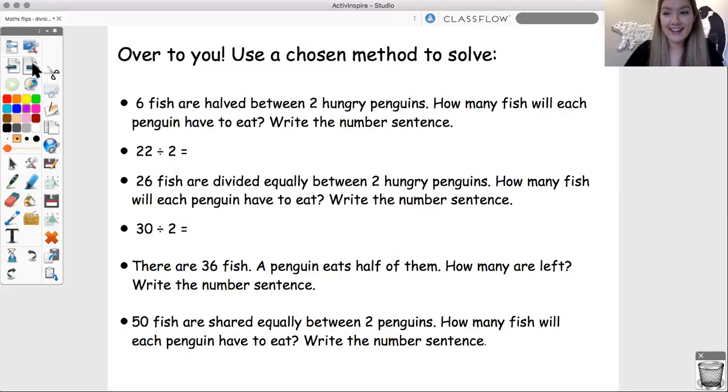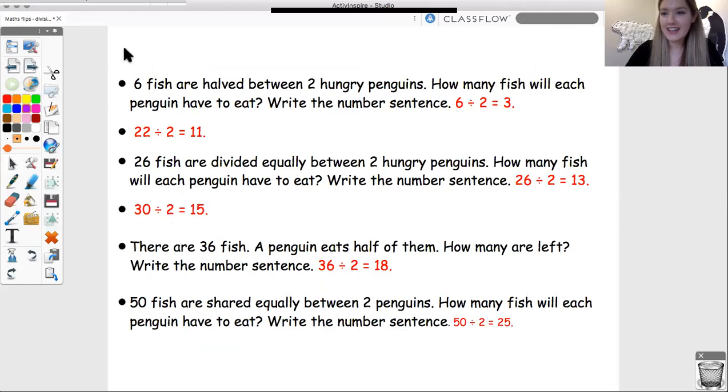Wow, fantastic work, everybody. So let's look at the answers together. 6 fish are halved between 2 hungry penguins. How many fish will each penguin have to eat? Write the number sentence. So 6 divided by 2 equals 3. So we know, by this word halved, 6 divided by 2 equals 3. 22 shared between 2 equals 11, because half of 22 is 11.